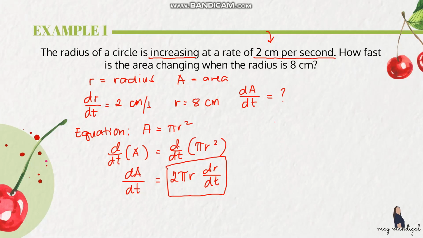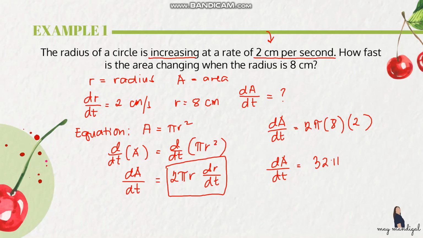So after you get the derivative, the next thing that you have to do is to substitute the known values or variables that we have. So 2 pi, then r is 8, and then dr over dt is 2. And then all you have to do is just to simplify that. So therefore, dA over dt is 32 pi. So 32 pi now is the rate of change in the area with respect to time.